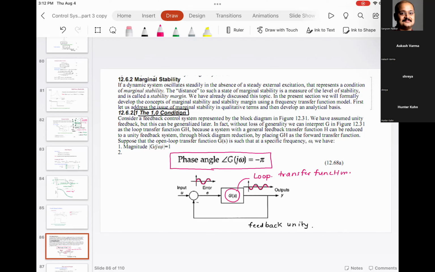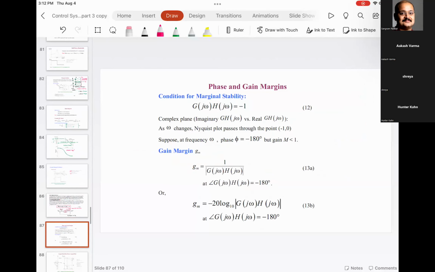Transfer function magnitude is 1, but the only change that this transfer function is causing is adding a phase of minus 180 to the system. So that is something that you have to keep in mind, and that is characterized by the 1-0 condition. The next important part that we talked about is phase and gain margin. What is phase margin and what is gain margin? Phase margin is the amount of phase that you can include till the system becomes unstable. And the gain margin is the amount of gain that you can increase till the system becomes unstable.